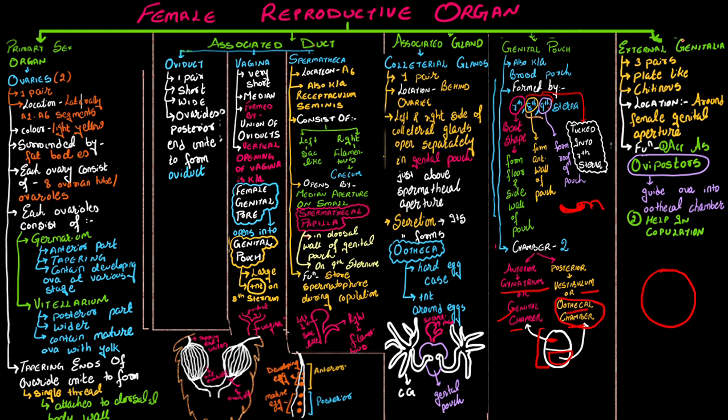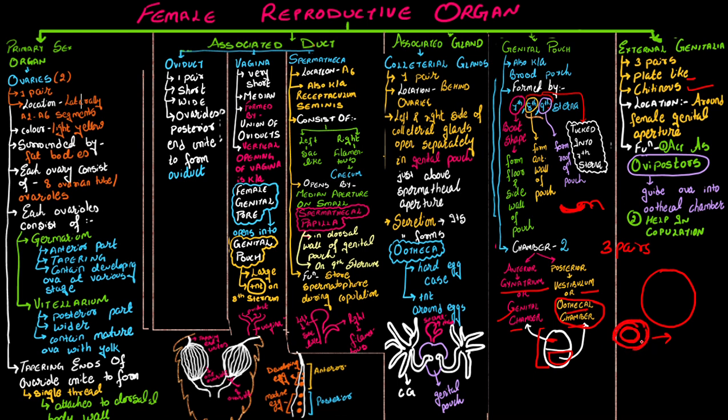Then the last one is the external genitalia of the female, of which 3 pairs are present. It is a plate-like structure made up of chitin, located around the female genital aperture. Now, in the same class, how did we study the male gonopore? Around the male gonopore we have the phalloma, that is the external genitalia. Here there is no specific name given. You can just remember gonopophysis for the female also, right?